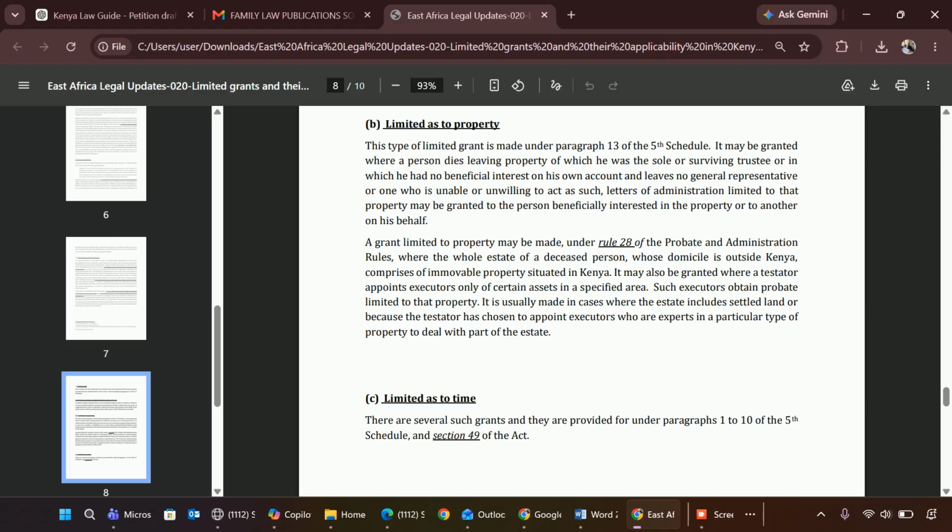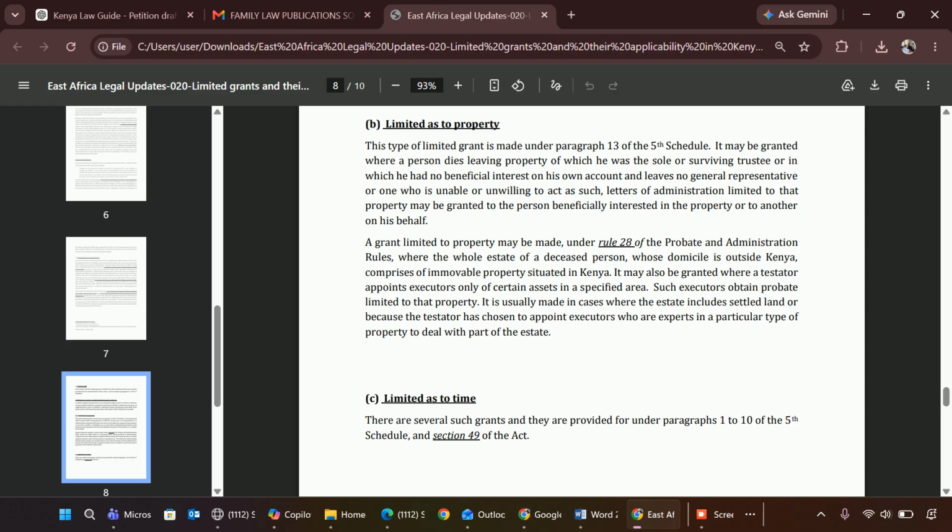It may also be granted where a testator appoints executors only over certain assets in a specified area. Such executors obtain probate limited to that property. It is usually made in cases where the estate includes settled land or because the testator has chosen to appoint executors who are experts in a particular type of property to deal with that part of the estate.